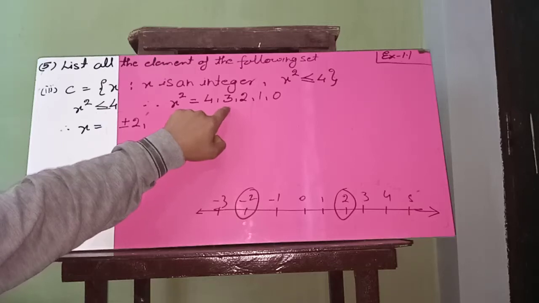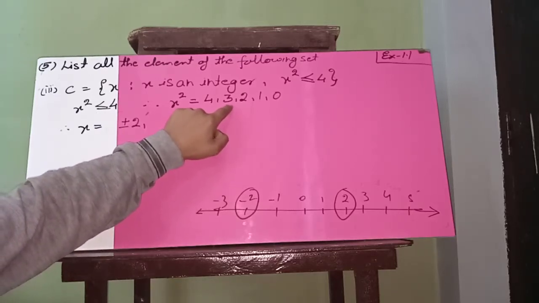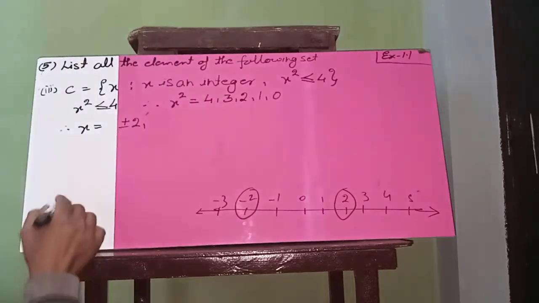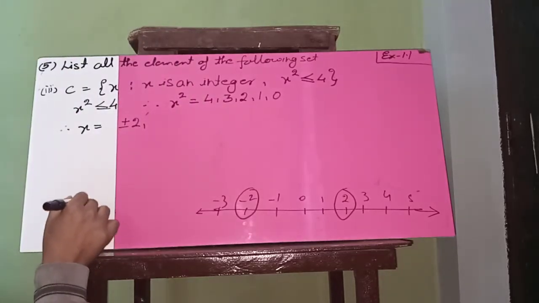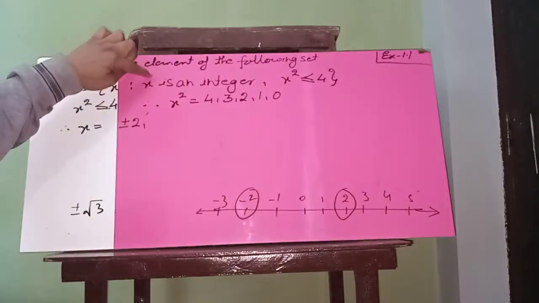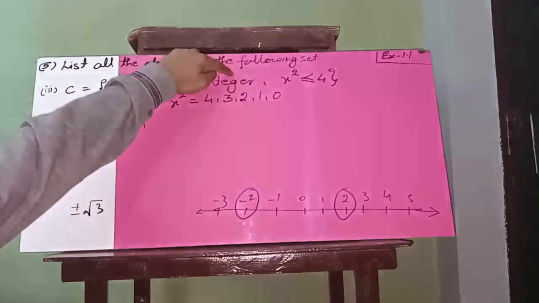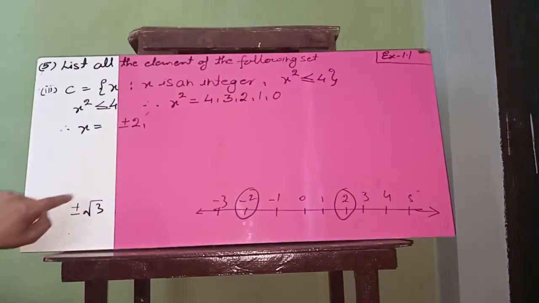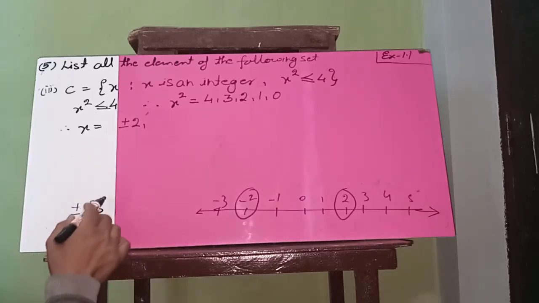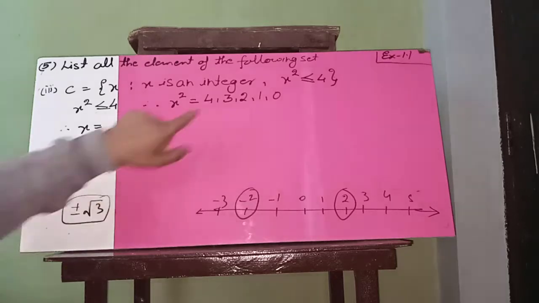3 squared. Tell me, 3 squared, what is the square root of 3? It is plus minus root 3, plus root 3 and minus root 3. But here in the question the main property is that x is an integer. So it means plus root 3 and minus root 3 are not integer values. So you do not take the value of plus minus root 3 here.